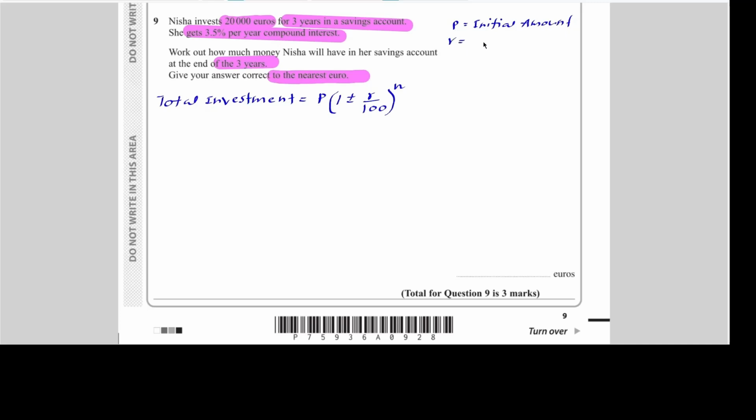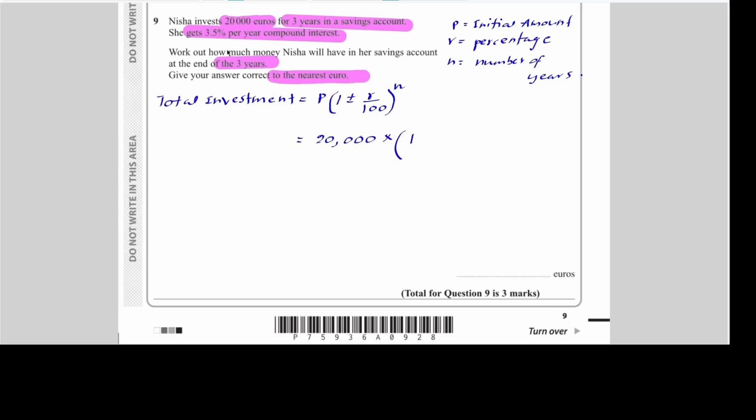R means percentage. N means number of years. Now, depending on this question, P means the initial amount is 20,000 euros. 20,000. Straight away, plug in the values. So, most of the time, if it is an investment, it is plus. Rarely the value gets depreciated. So, rarely, if then it is mentioned in the question.